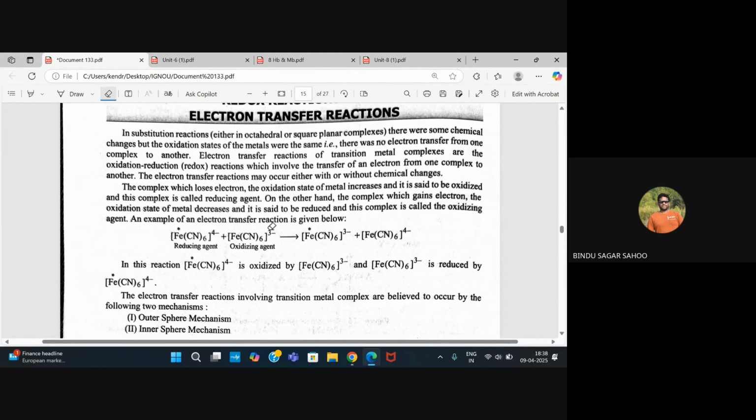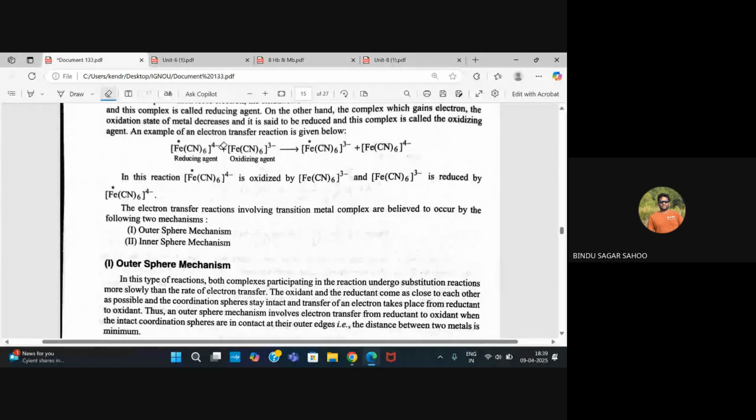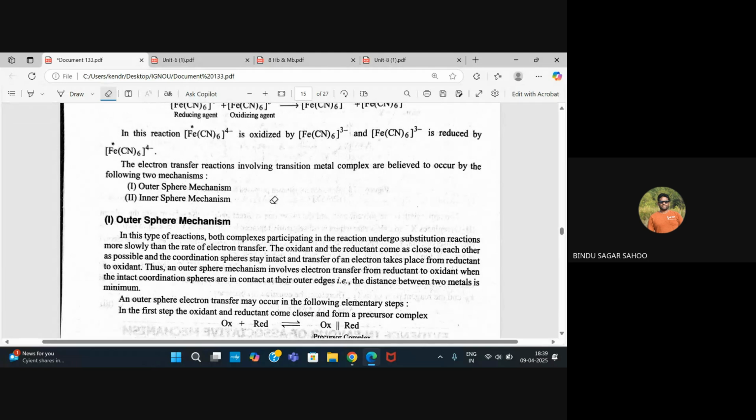So the electron transfer process can occur by two mechanisms. One is called the outer sphere mechanism, another is called the inner sphere mechanism. First we will discuss the outer sphere mechanism. In the outer sphere mechanism, for transfer of electron, the oxidant and reductant need to come closer to each other. That means the two coordination spheres, one reductant and another oxidant, must come close to each other, almost intact, as if joined with each other.